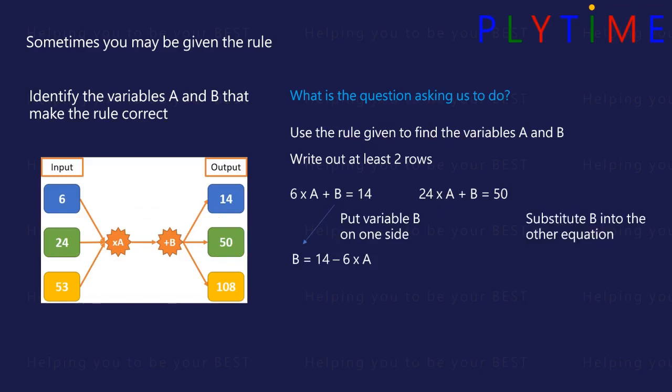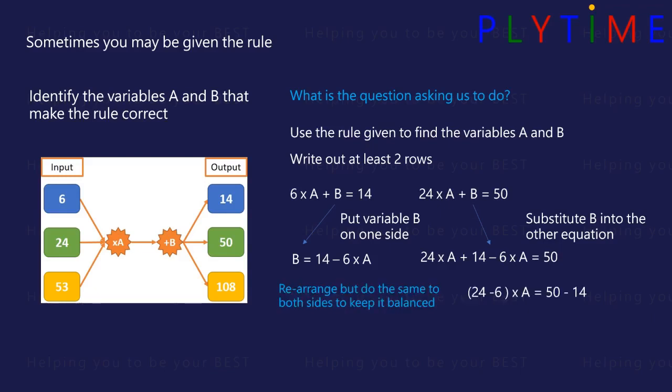Now we can substitute B into the other equation. So 24 times A plus 14 minus 6 times A equals 50. We can rearrange these, but we need to make sure both sides are balanced. So if we take away 14 from both sides, we have 50 minus 14 equals 24 minus 6 times A. So 18 times A equals 36. If we divide both sides by 18, A equals 2.